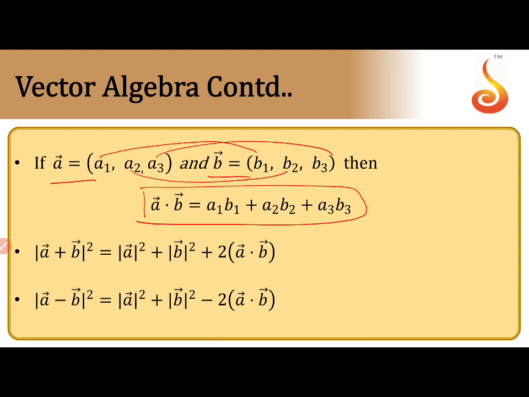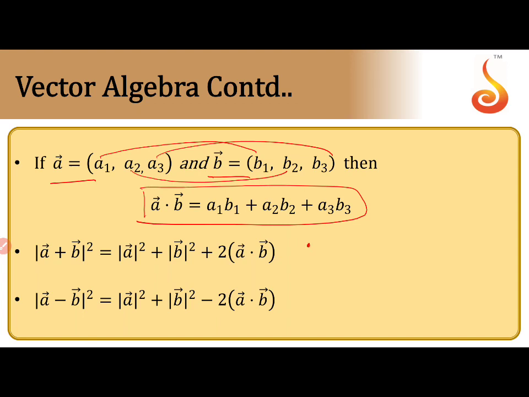Next, how to find A plus B whole square? That is A bar plus B bar whole square. Generally, A plus B whole square is A square plus B square plus 2AB. When it comes to vectors, it is modulus A square plus modulus B square plus 2 into A dot B. Same thing, A minus B whole square is modulus A square plus modulus B square minus 2 A dot B.